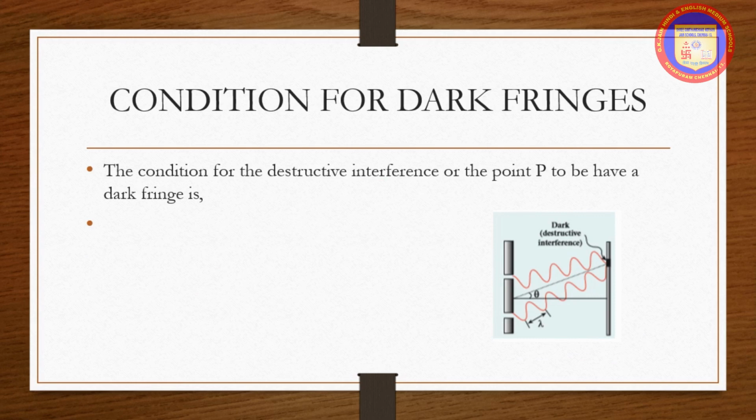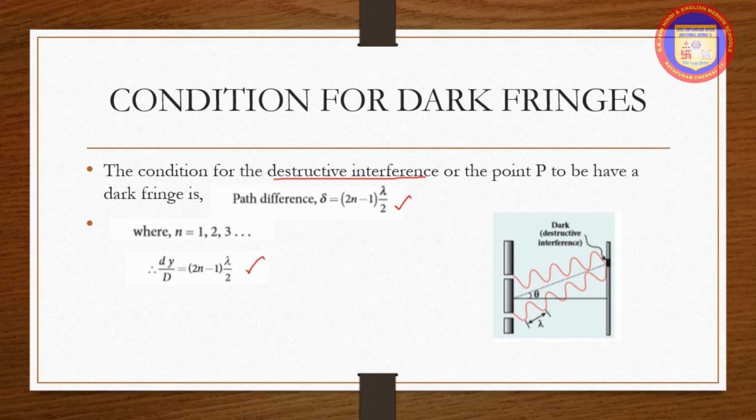Here yn is the distance of the nth bright fringe from the point O. Next we will go for the condition for the dark fringes. The condition for destructive interference, or the point P to have a dark fringe, is path difference delta equal to (2n minus 1) into lambda by 2. Now we will equate with the first equation. So we get dy divided by D is equal to (2n minus 1) into lambda by 2. Then y is equal to (2n minus 1) divided by 2 into lambda D by d, or yn is equal to (2n minus 1) divided by 2 into lambda D by d. This is the condition for the point P to be a dark fringe. So the distance yn is the distance of the nth dark fringe from the point O.